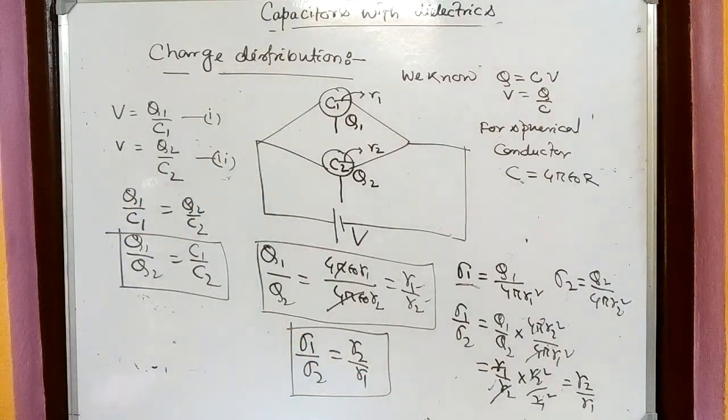Now you might be thinking, sir, why have we done this in capacitor? Our target is to know how the charge is distributed among a spherical conductor. That we just want to show you here. Nothing else. We can see the charge is distributed as per the ratio of their radius, and the charge density as per the reciprocal of the ratio of the radiuses.